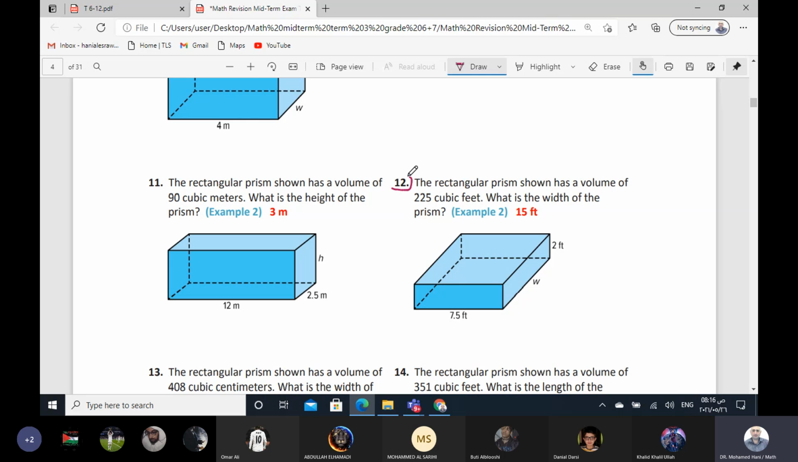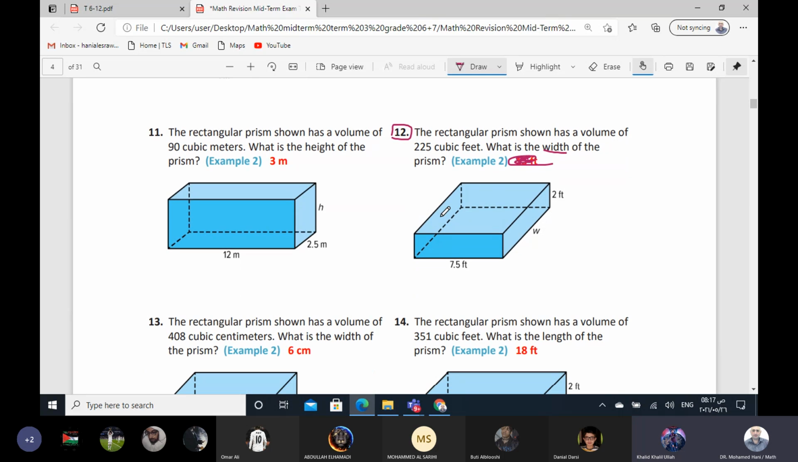We have here number 12. It's very important. The rectangular prism shown has a volume of 225 cubic feet. What is the width of the prism? We want to solve for the width. I want you to read this question again, then tell me what is your answer.